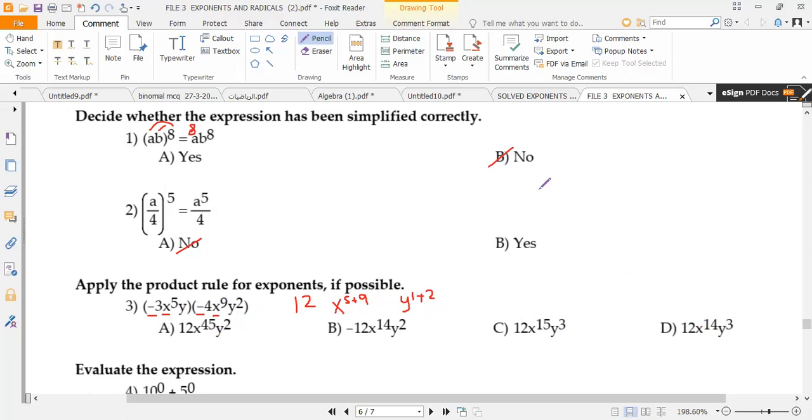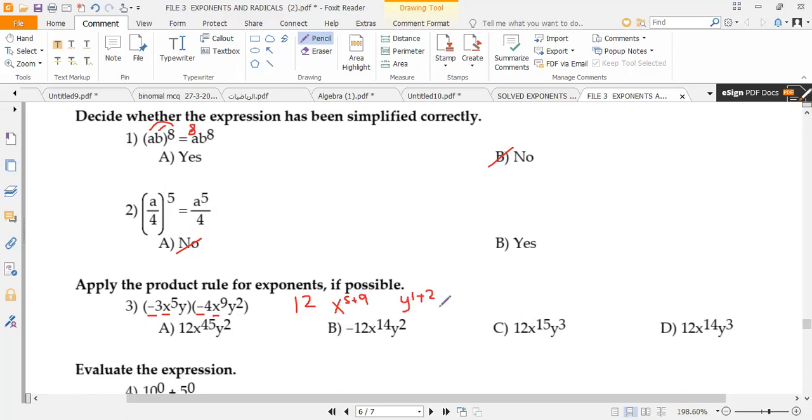B. Okay, B here you have a negative sign, so your answer is negative. And if you add 5 plus 9, it will be 14. And if you add 1 plus 2, it will be 3. So how can it be A and B?